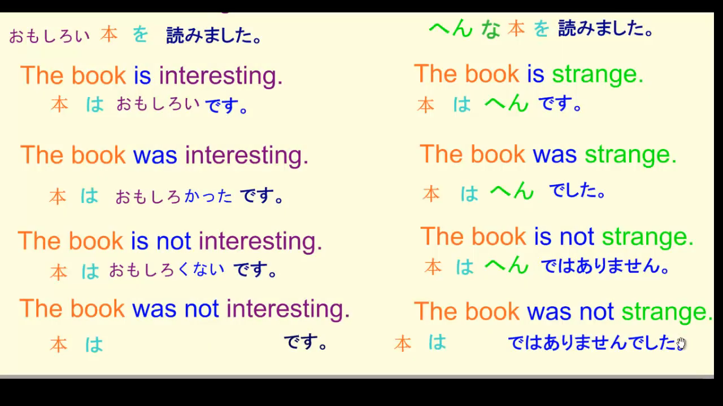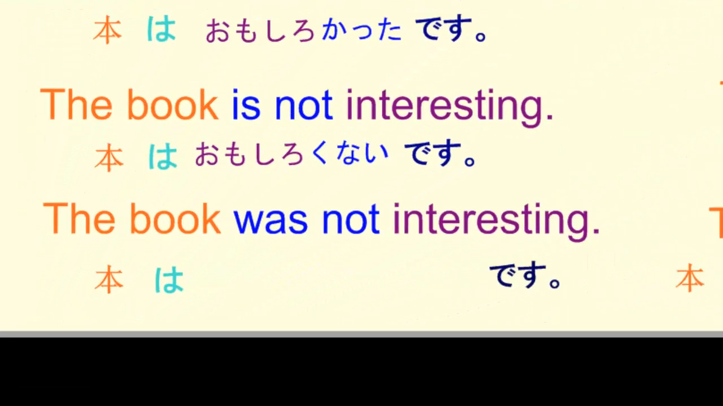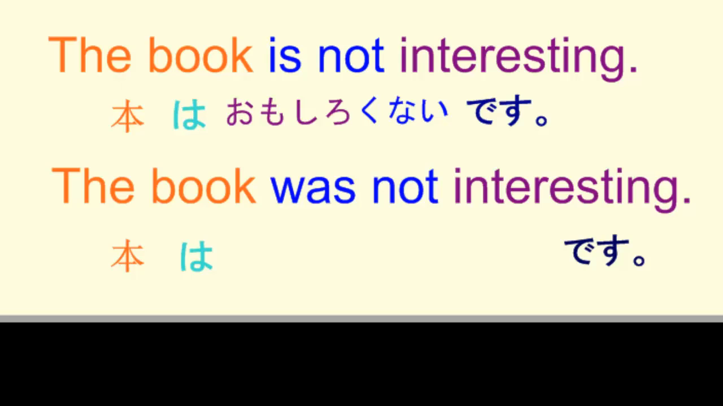Now we're going to look at that sentence in the negative past tense. The book was not interesting. We're going to need interesting. There we have it. Hon wa omoshiroi desu. The book is interesting. Now we have to change that into the negative past. Now there's a two-step process. First of all, we change it into the negative.